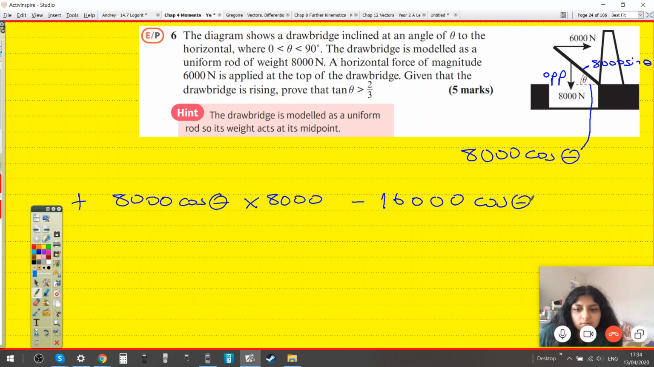Cos theta times 6,000. Hold on. This angle is here, so that means this is theta. Does that change anything? Because it's like an alternate angle, Z angles. And so, does that mean it is sine theta? If I did that there, does that make it sine?